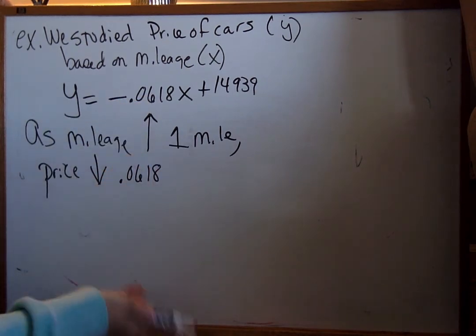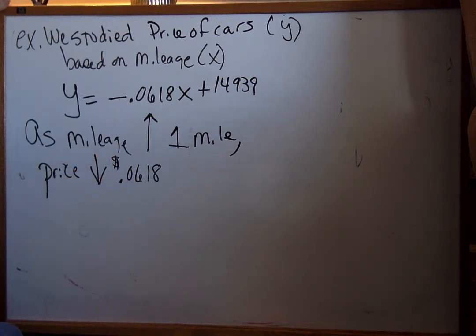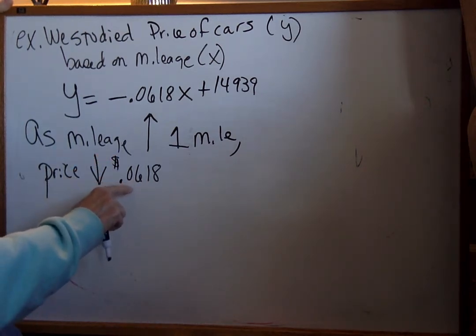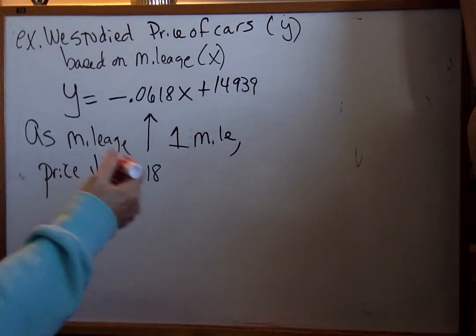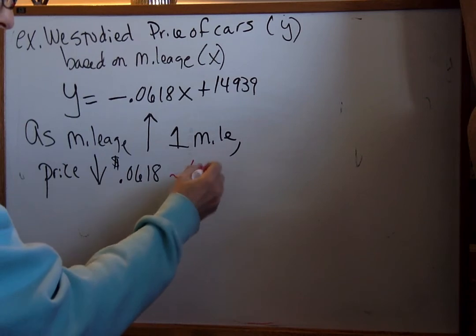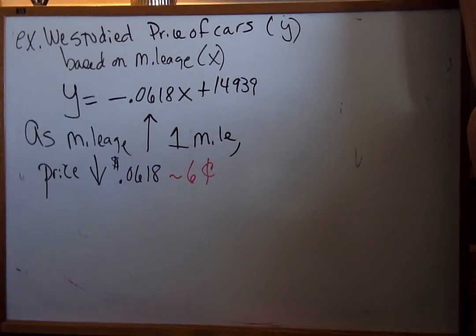$0.0618. This was American dollars on eBay, right? So I'm just going to put the dollar sign. Make sure you know how much money that is. That's about 6 cents, right? And it's the correct statement.